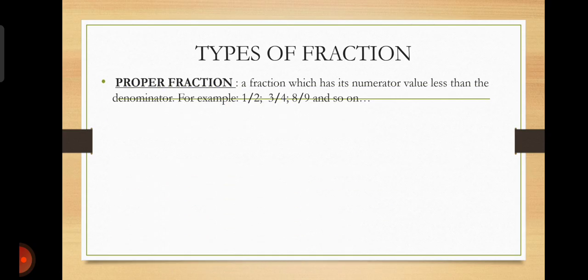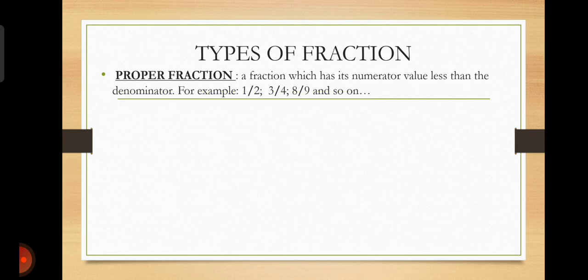Now we will study types of fractions. First is the proper fraction. What do you mean by a proper fraction? A fraction which has its numerator value less than the denominator. That means 1 by 2 or 3 by 4 or 8 by 9. So the numerator or the upper part is smaller than the denominator or the bottom part.